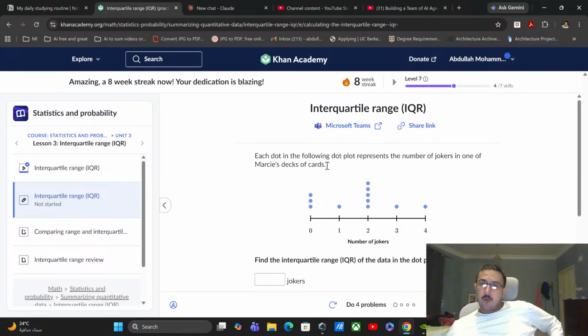Each dot in the following dot plot represents the number of jokers in one of Marcy's decks of cards.